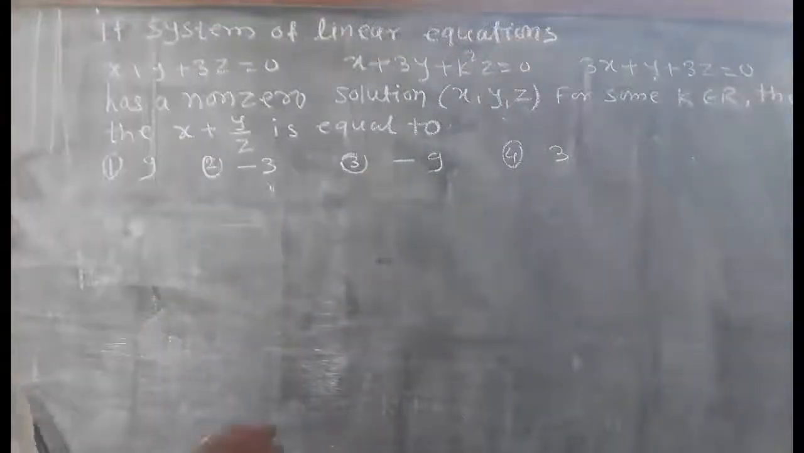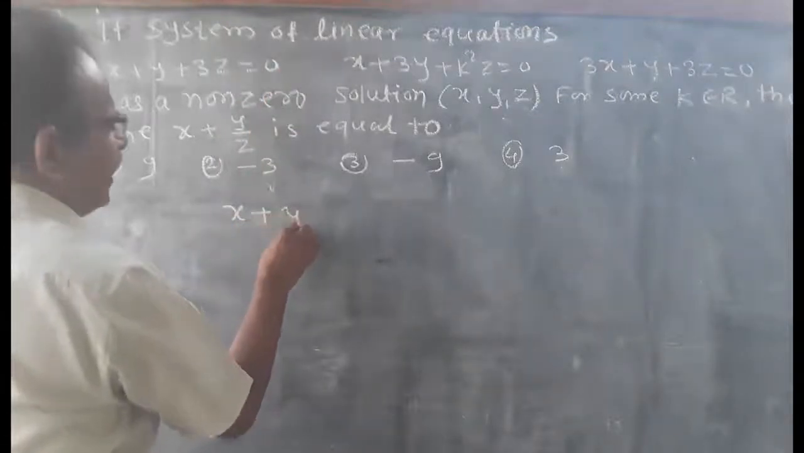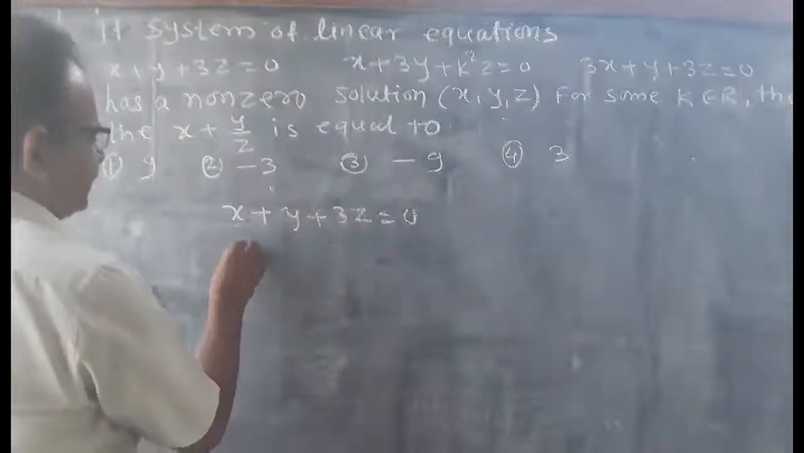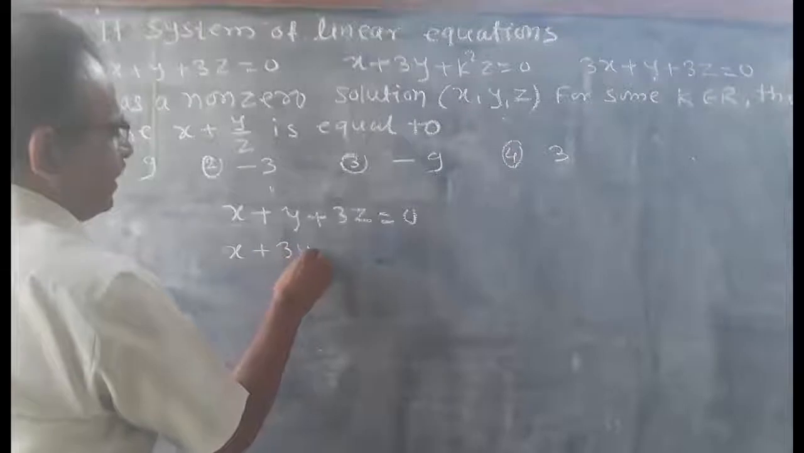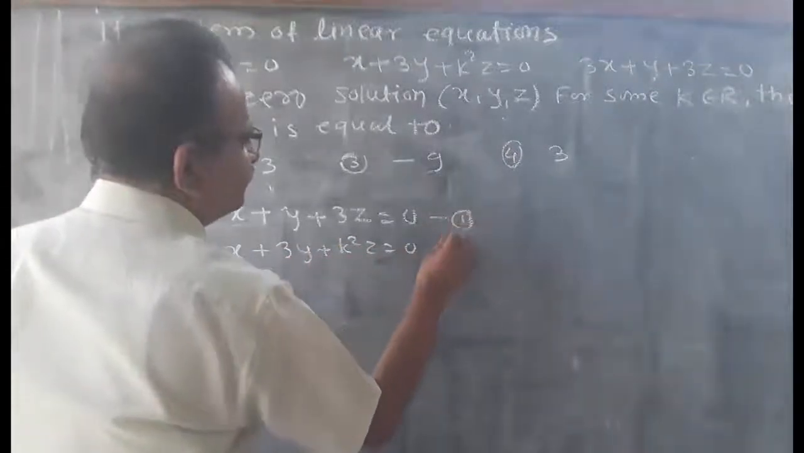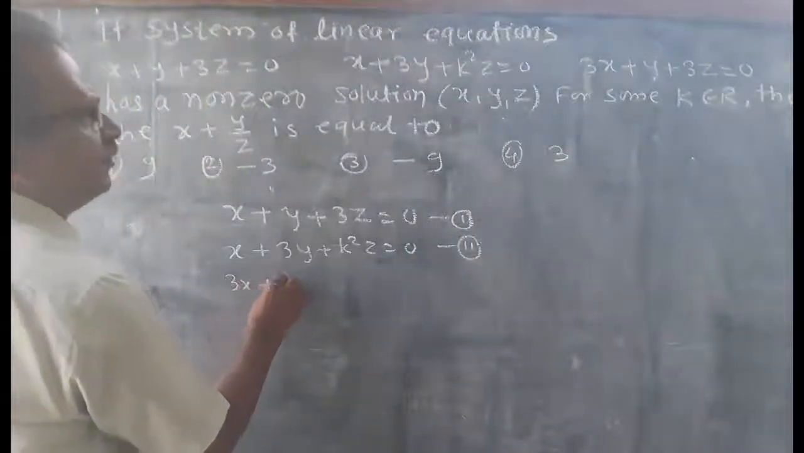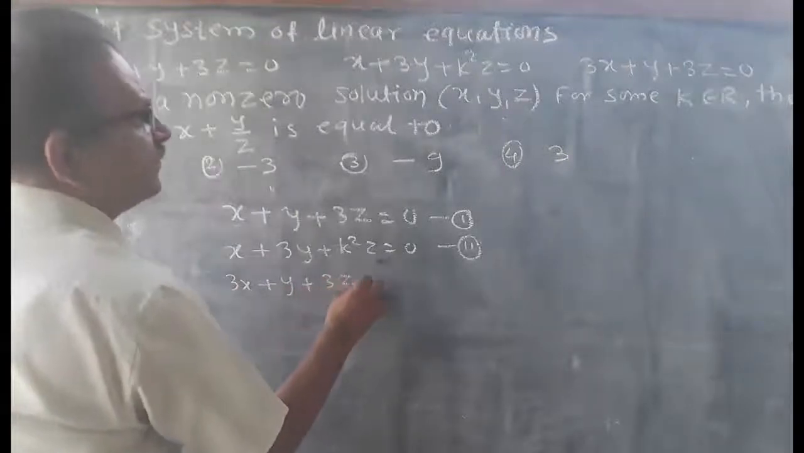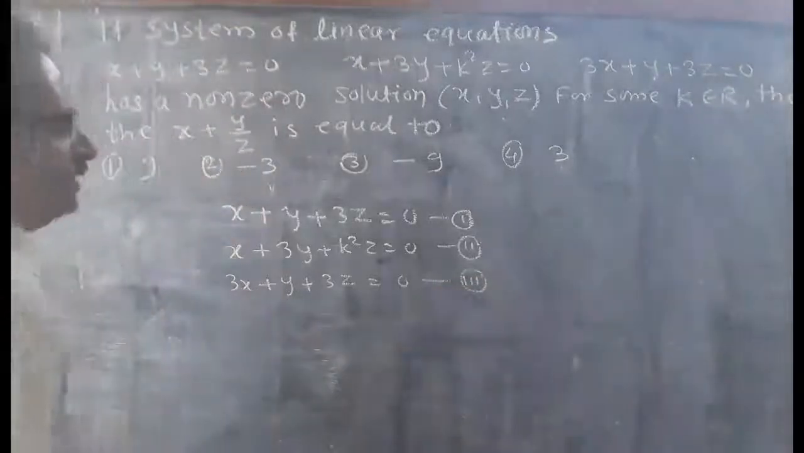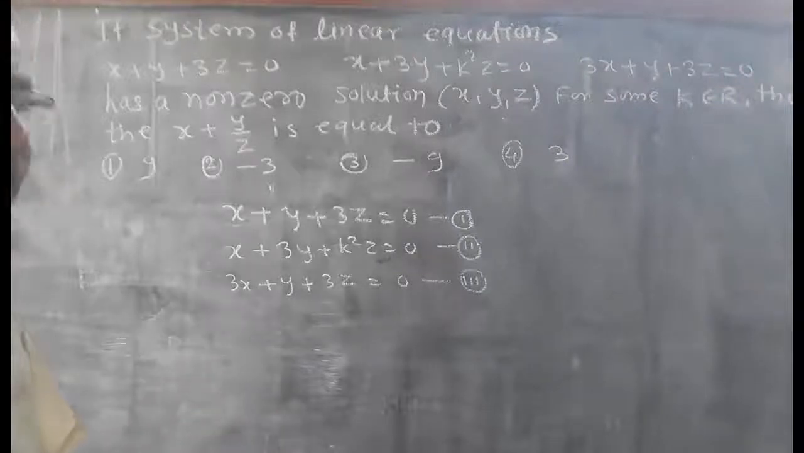In these three equations, suppose this is equation 1, x plus y plus 3z equal to 0. Second equation is x plus 3y plus k square z equal to 0. And third equation is 3x plus y plus 3z equal to 0. It is given that this system has a solution x, y, z. Therefore, we shall directly try to find out values of x, y, z.